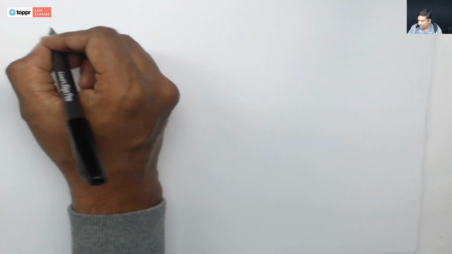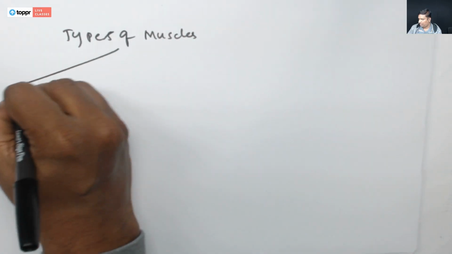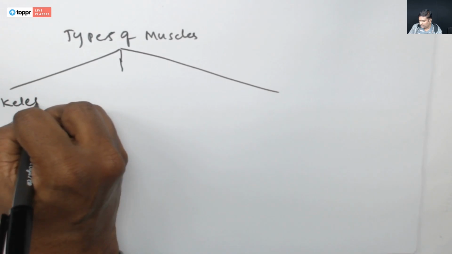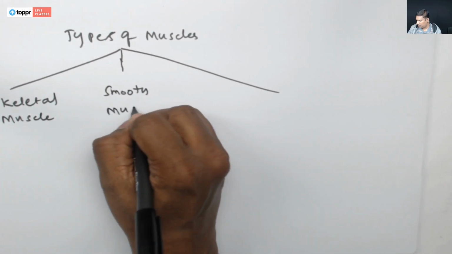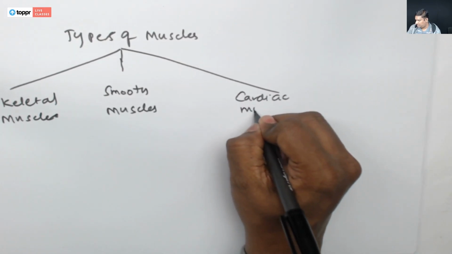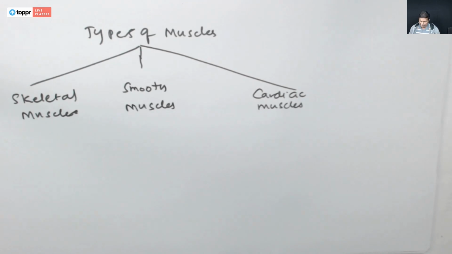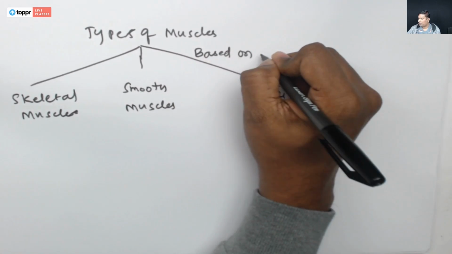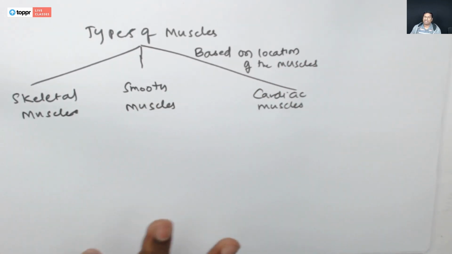Now the various types of muscles, as you are all well aware, you have basically 3 categories. One is your skeletal muscles, then you have your smooth muscles, then you have cardiac muscles. These are 3 types of muscles. I know you are well aware of these. Very quickly, skeletal muscles, and this classification is based on the location of the muscles.